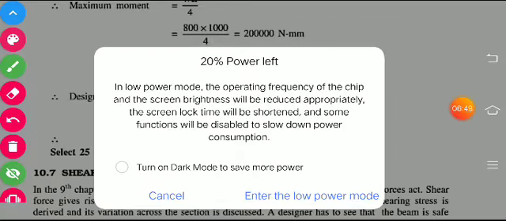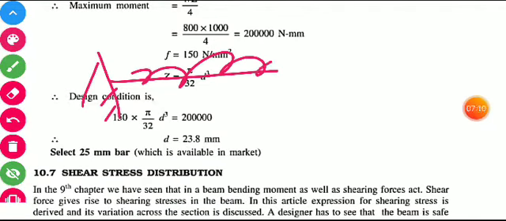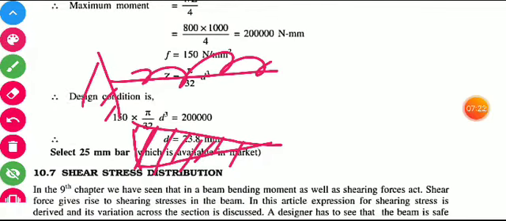we discussed what shear stress is. In the bending moment and shear force, SFBM section, first we found out, suppose this is a cantilever beam and we take a UDL. So we calculate bending moment, we draw the bending moment diagram and shear force diagram.